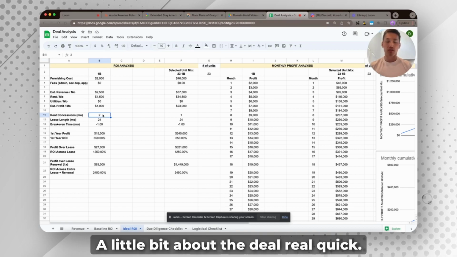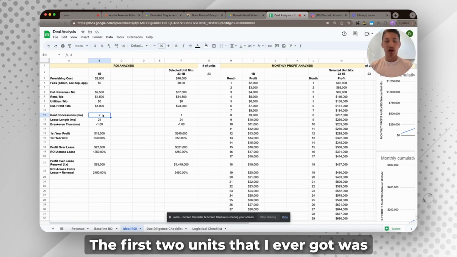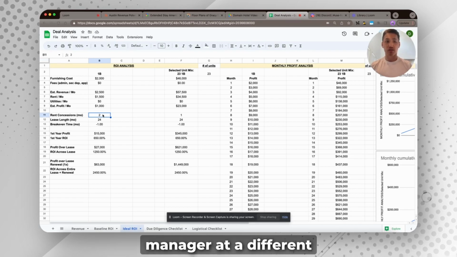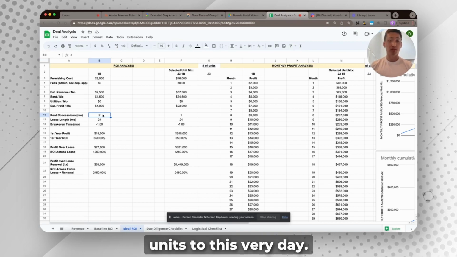Okay, a little bit about the deal real quick. So this is an inbound lead. Actually, cool story. The first 2 units that I ever got was with this property manager. And now she's elevated herself, and she's going to be an asset manager at a different company. And we still have a good relationship. She still feeds me units. She still gives me units to this very day.